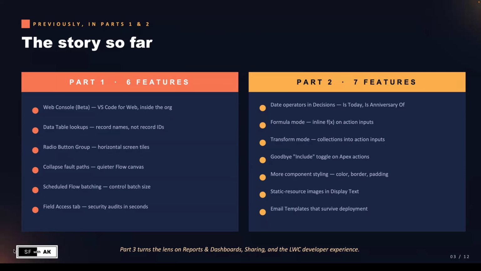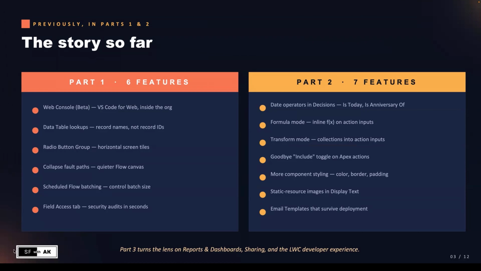In part 2, we discussed 7 features: date operators in decisions, is today, is anniversary of, and a few others. Then formula mode and transform mode for action input parameters. Then the removal of the toggle for Apex action optional parameters. Then there are new components that support the styling options in flow. Then we can upload the static resource directly inside the flow itself. No need to go to setup and upload the image there, get the name and add it to flow. We can directly upload the image inside the screen flow itself.